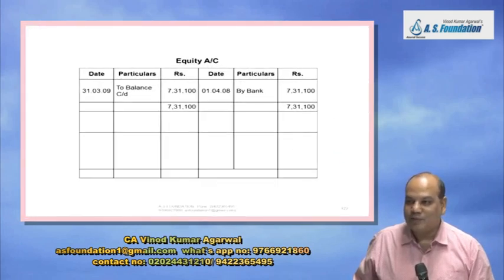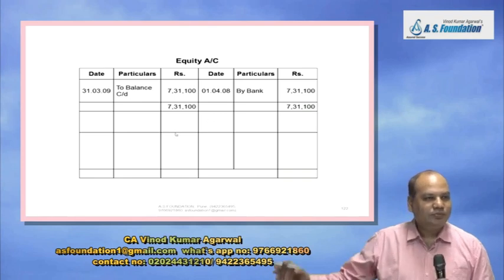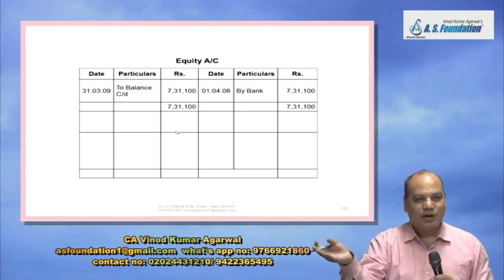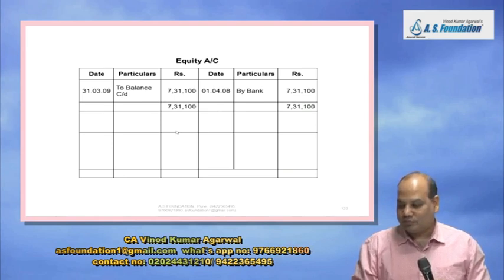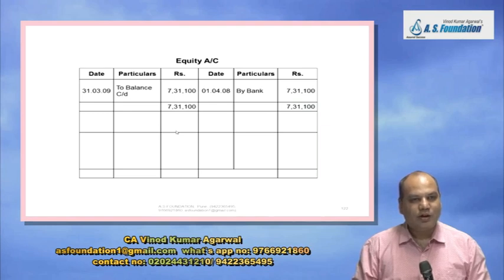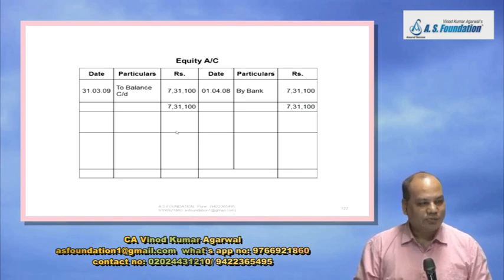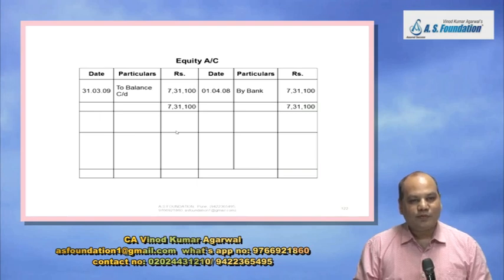Equity account. Have you prepared the equity account also? No, I am not giving you a choice. Equity account, first year I will draw. Second, third, fourth is just opening and closing balance, carried down, brought down. First year I have drawn. Second year, third year, fourth year, you will just write by balance brought down, same figure, to balance carried down, same figure. Repeat up to year 4.